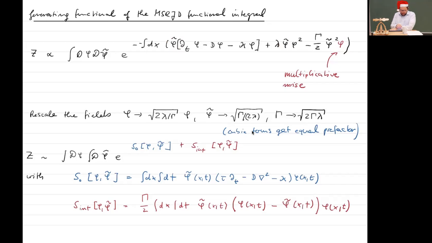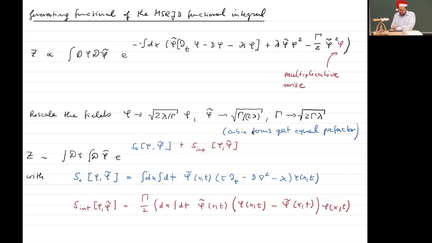So we can write this generating functional by separating the action into two parts. A free part, which we call free because it has terms that are quadratic in the fields. This is the Gaussian part that we could integrate if we want. And then we have terms that have higher order interactions between the fields, phi squared times phi tilde, and so on. These we call the interaction part.